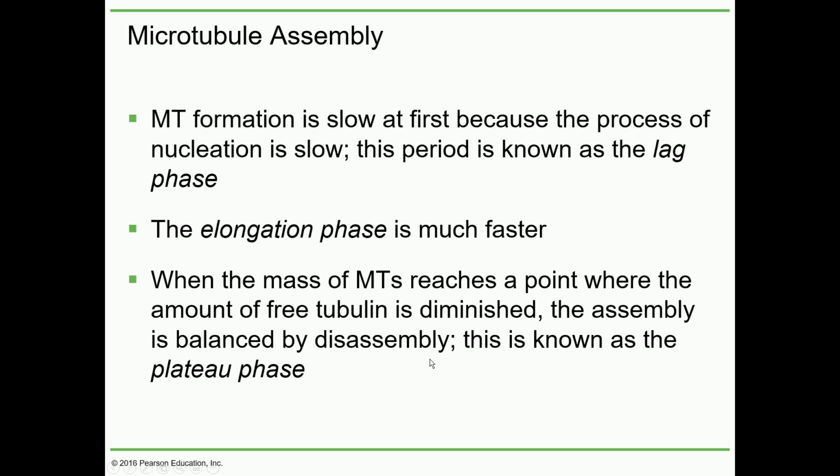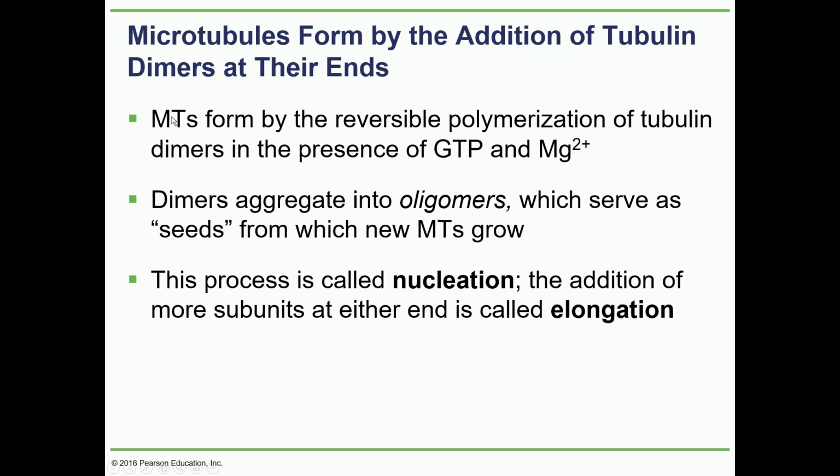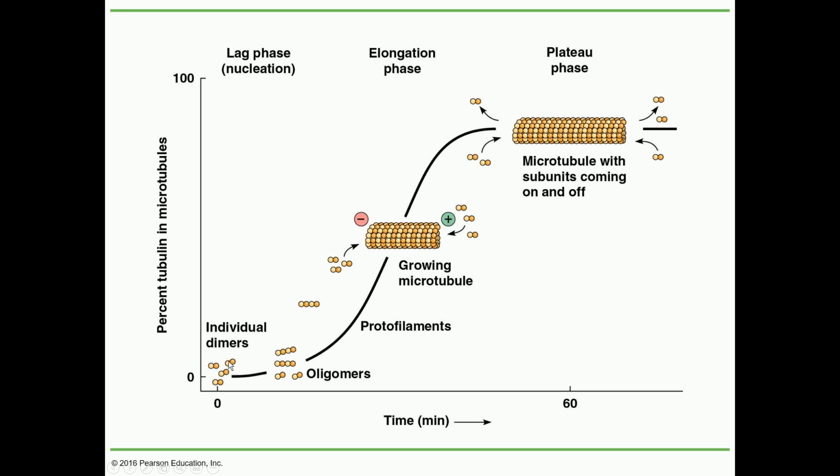So this slide shows you everything. You can see these are the heterodimers. This is a heterodimer of alpha and beta tubulin. First of all, they form the oligomers. The dimers aggregate into oligomers, which serve as seeds from which new microtubules grow, and the microtubules can be formed like this.